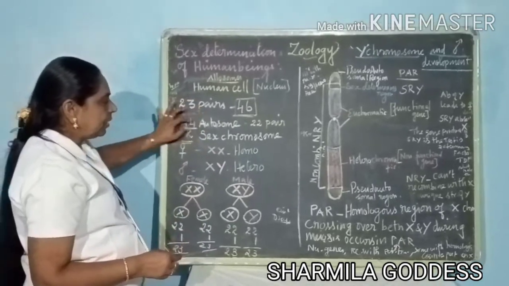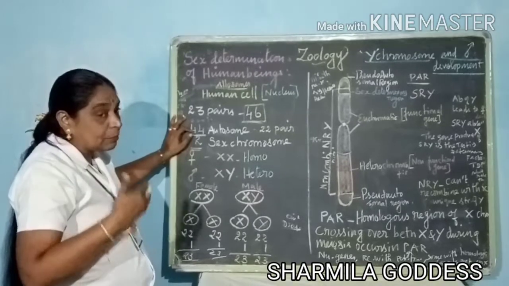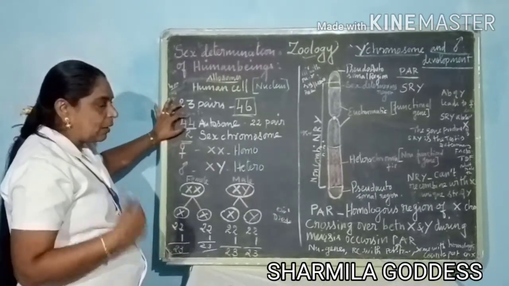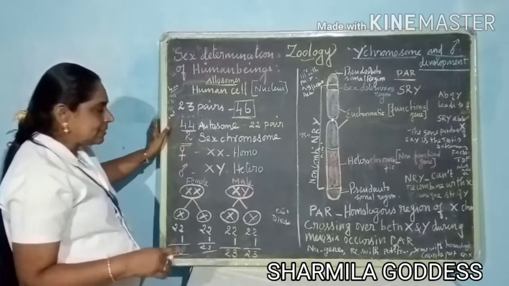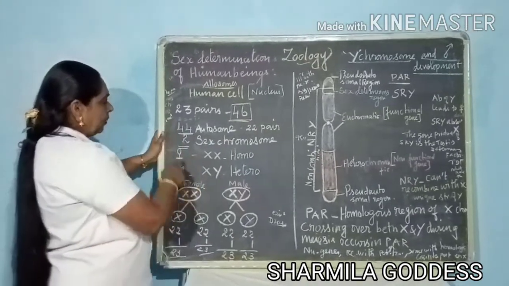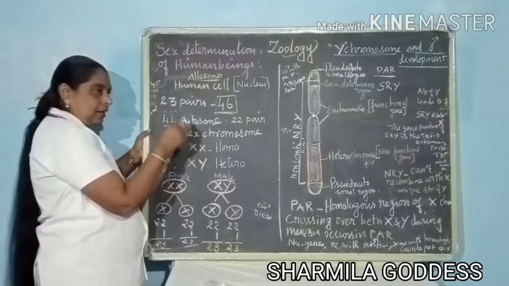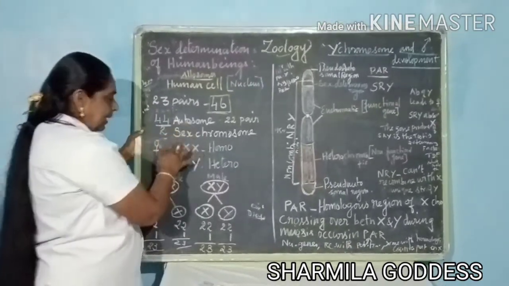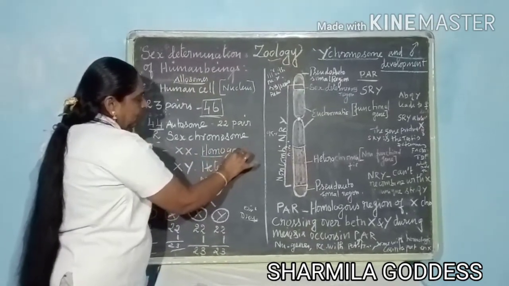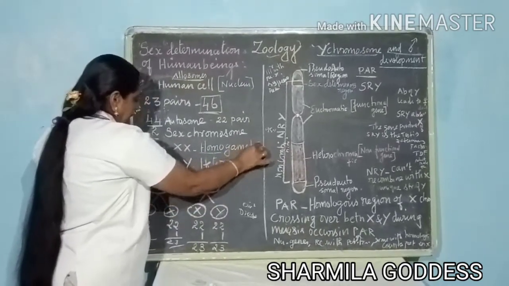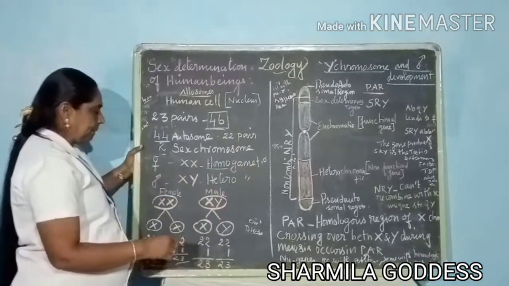The autosomes determine the body character. That is, autosomes are always called somatic, that is, the body. So autosomes determine the body character. Then the sex chromosome determines the sex. Here, in female there is XX. As we studied, XX is homogametic. In male, X and Y is heterogametic.